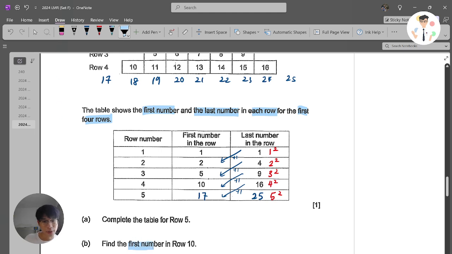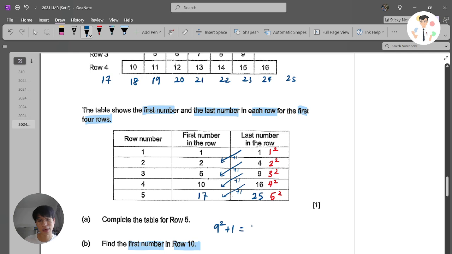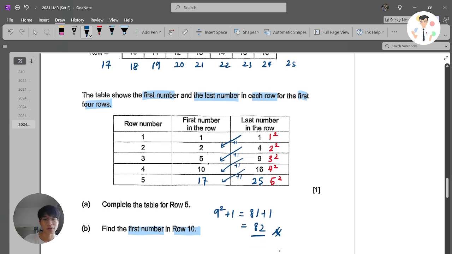So with that idea, let's solve our question B. Find the first number in row 10. If I want to find the first number in row 10, I find the last number in the previous row, then plus 1. Our previous row is 9. How to find the last number? 9 square. How to find the first number? Plus 1. So 9 square means 9 times 9, 81, plus 1, 82. That is the final answer. Okay, simple, clear. Let's look at our next question.